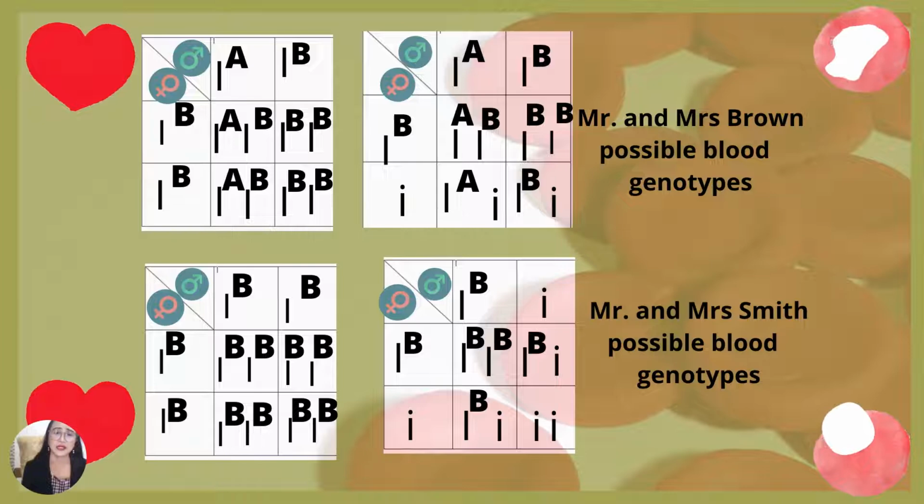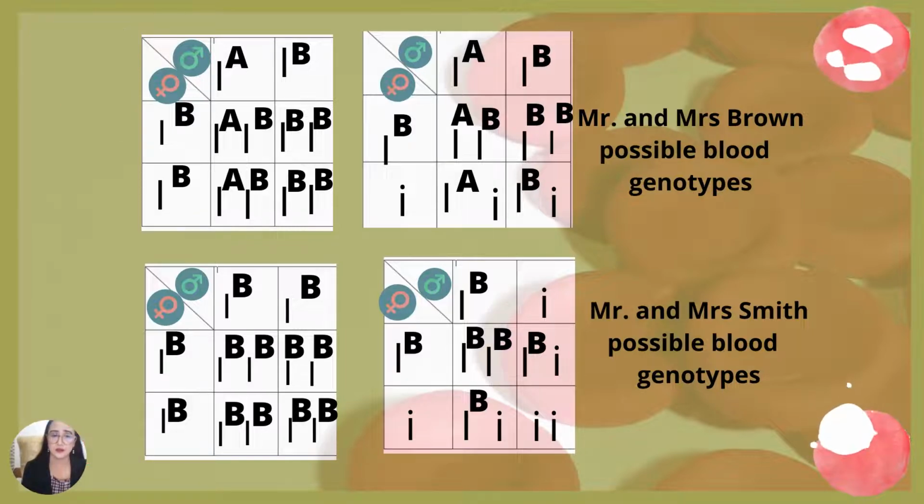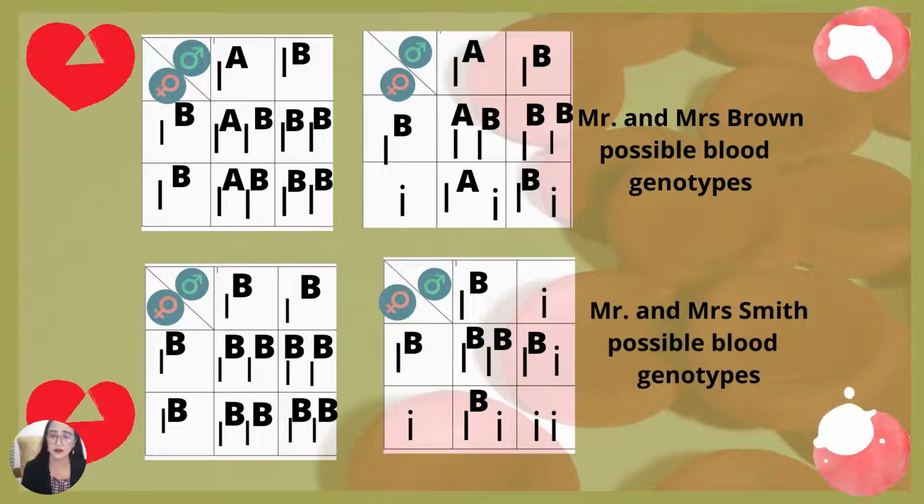Now, by merely looking at our crosses here, we have 4 crosses. 2 crosses for Mr. and Mrs. Brown, and then 2 crosses for Mr. and Mrs. Smith. And as you can see, in Mr. and Mrs. Brown, blood type O does not appear. But in Mr. and Mrs. Smith, blood type O appears. So it means that Mr. and Mrs. Smith are the parents of baby number 1 with blood type O.